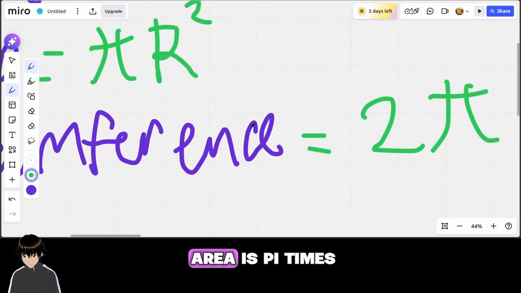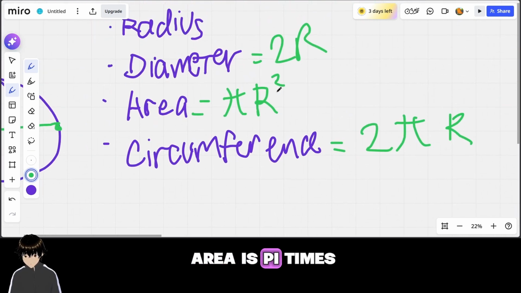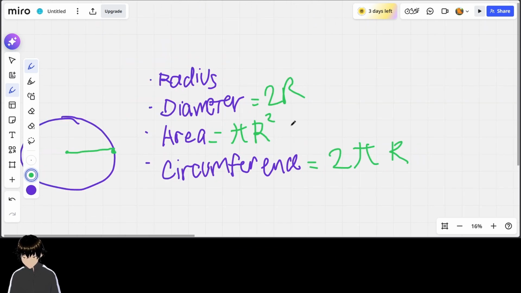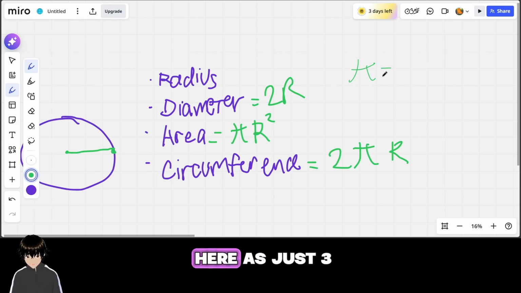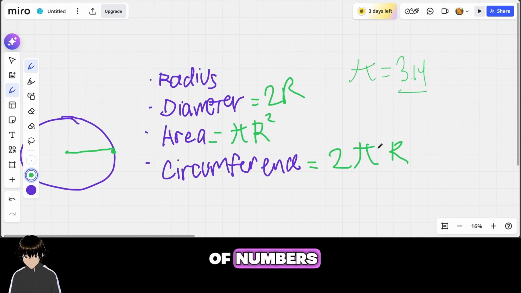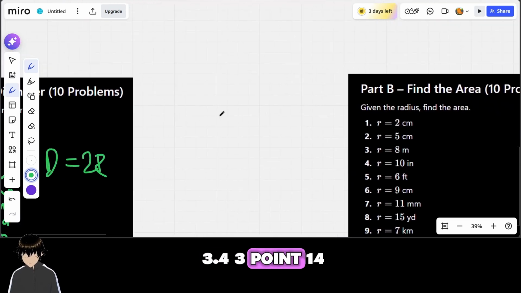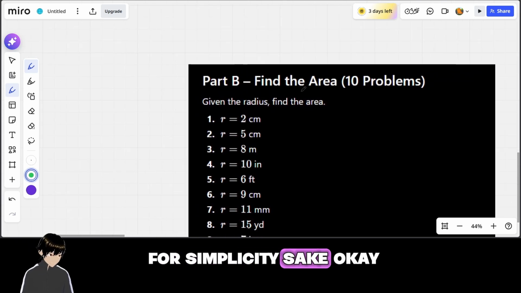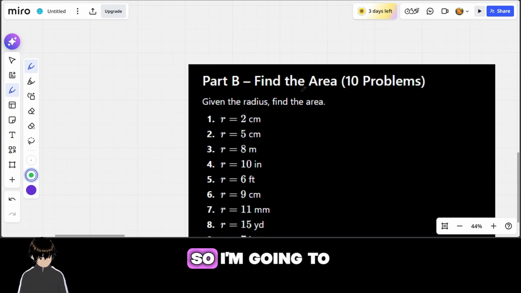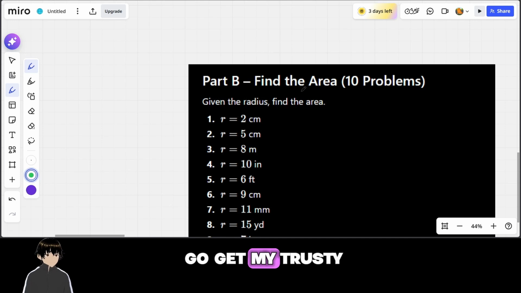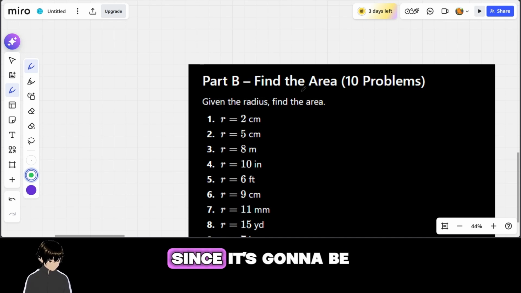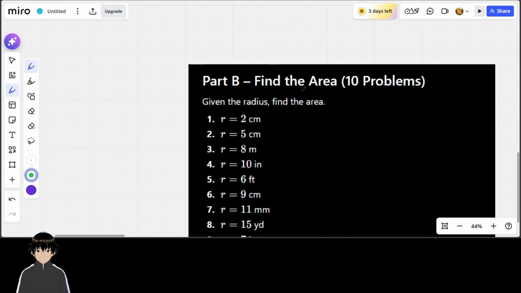So we know that area is pi times r squared. We denote pi here as just 3.14. Did you know that pi has a lot of numbers? We could just use 3.14 for simplicity's sake. So I'm going to go get my trusty calculator here, since it could be a lot of numbers.